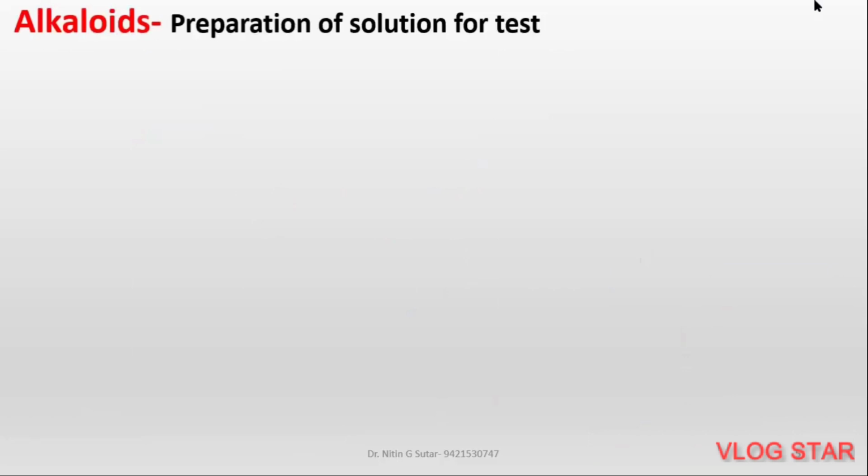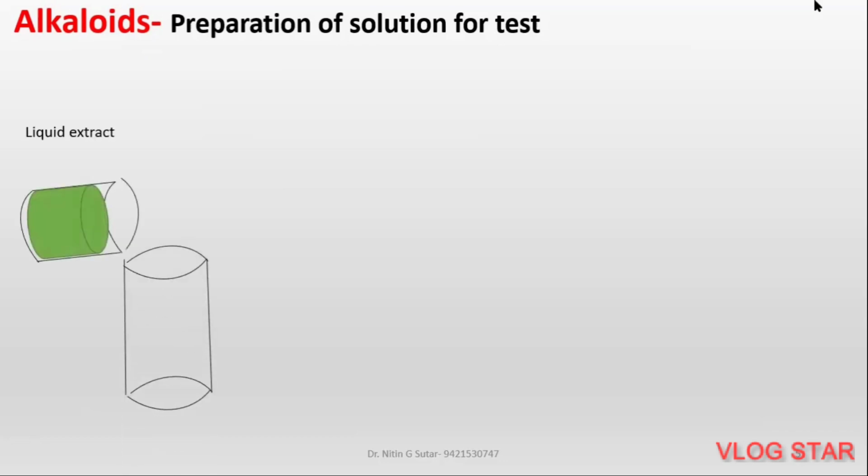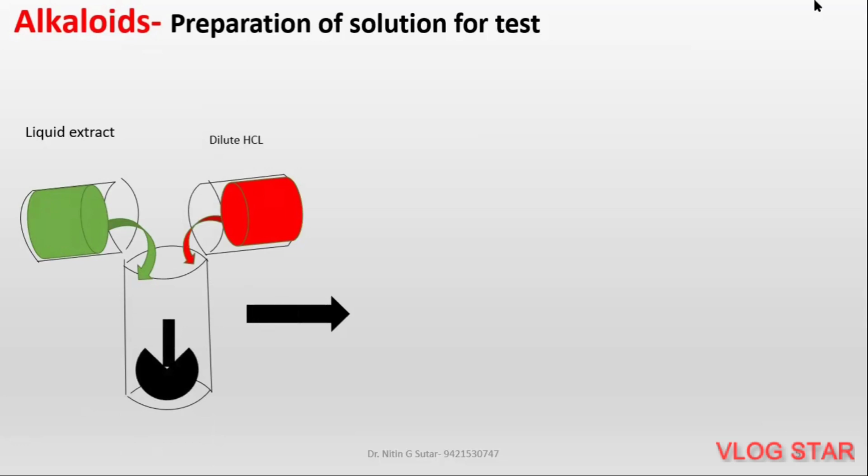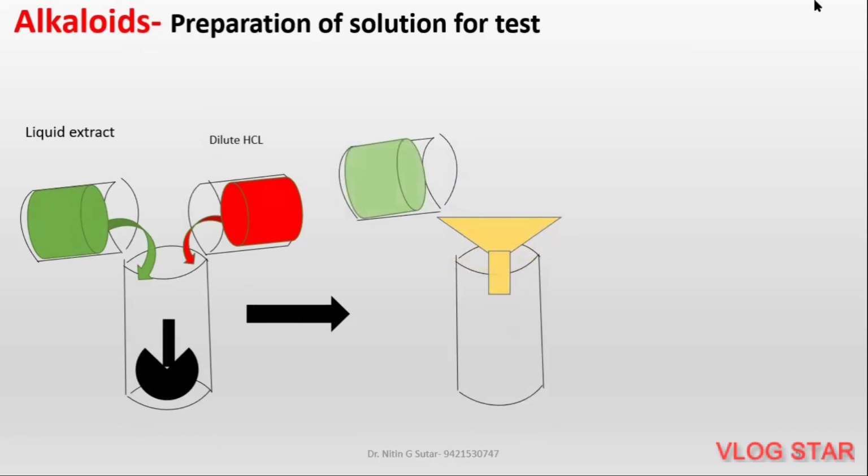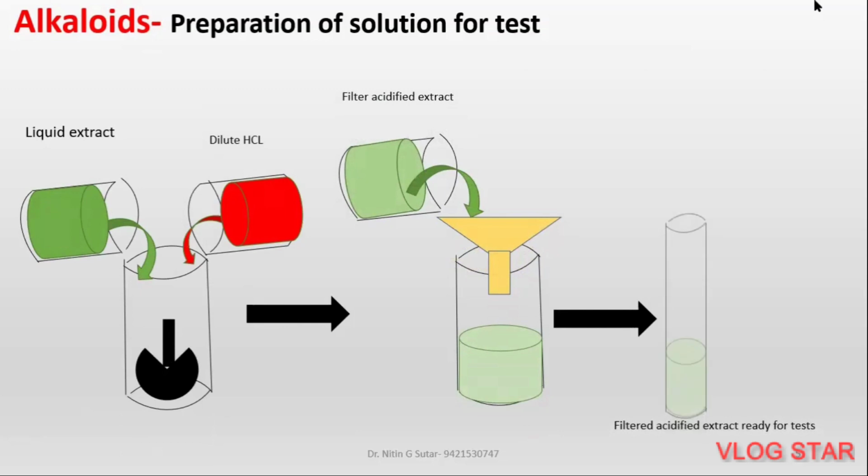Before going to the test, it is necessary to prepare a stock solution. So how to prepare a stock solution? Just take a beaker. In that beaker, you are going to add the liquid extract. Then you are going to add dilute hydrochloric acid. Then mix it properly. After mixing, you are going to filter this mixture, that is your extract as well as your acid. Once you get the filtrate, that filtrate is ready for further testing. This filtrate you have to utilize for the tests.